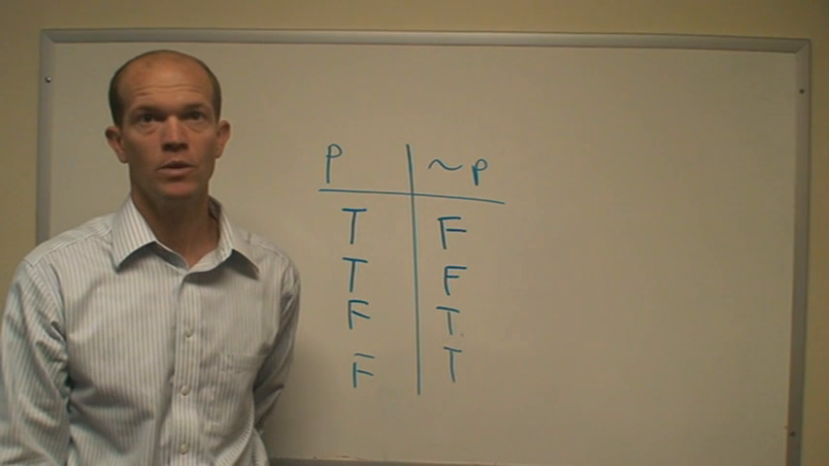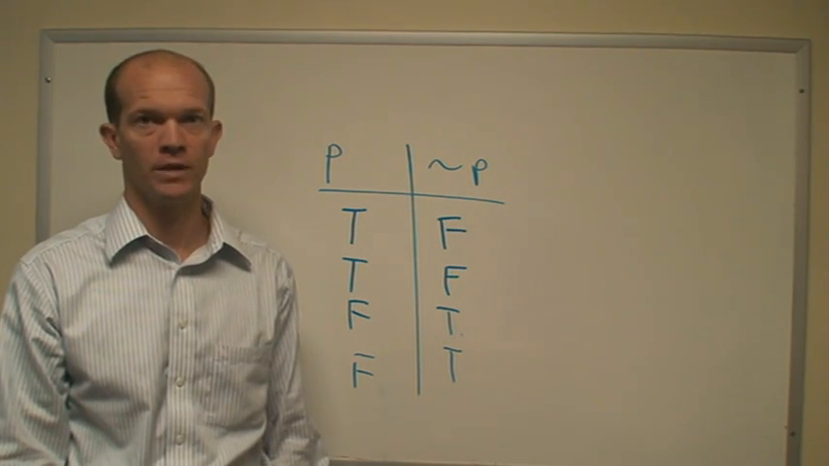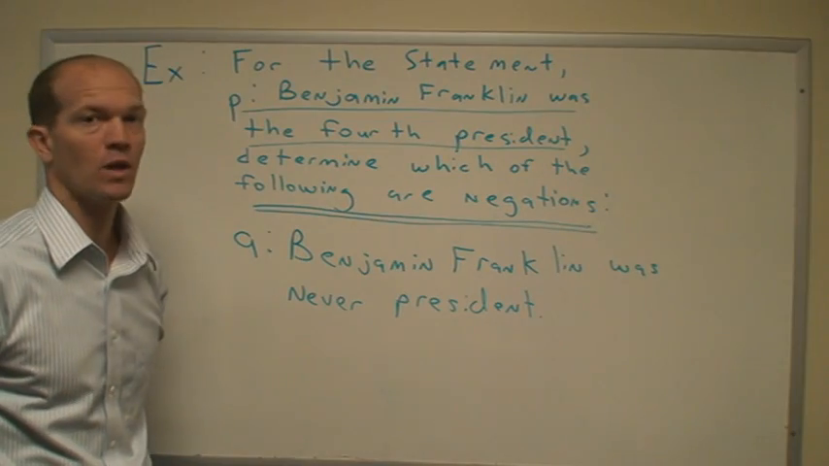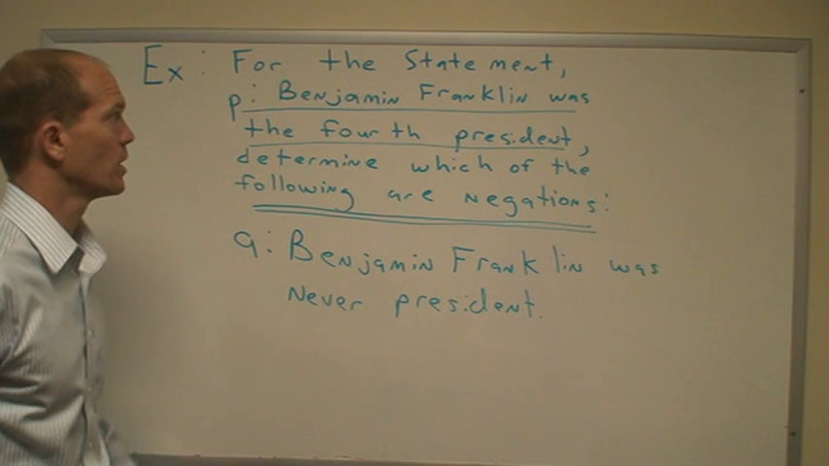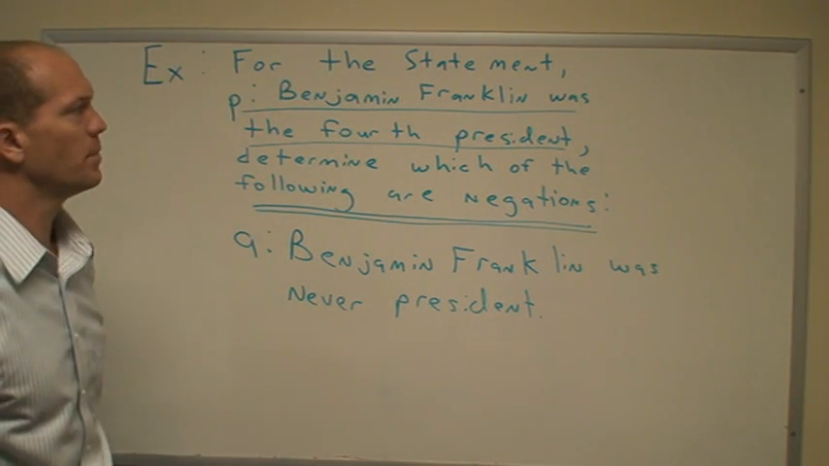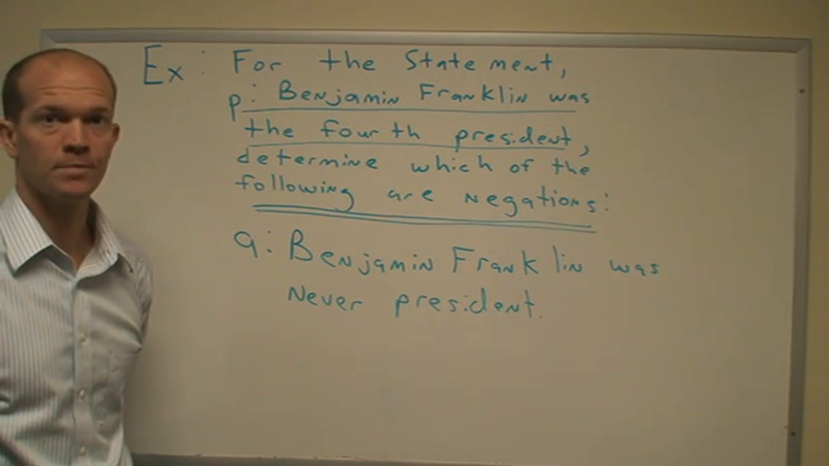For the rest of the video, I'll review the example on the negation video sheet that deals with Benjamin Franklin. Make sure you have that sheet out to take notes. In this example, we're going to answer the question as follows. For the statement P, Benjamin Franklin was the fourth president, determine which of the following are negations.